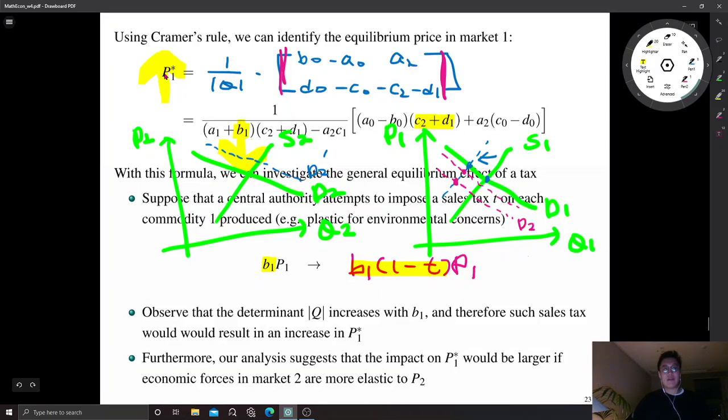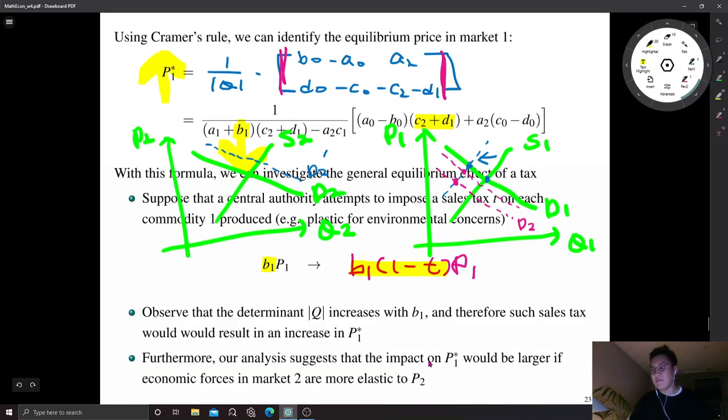So the increment in the price of good 1 as a result of tax T depends on the price elasticity of demand and supply in market 2. That is an additional insight we can gain from doing comparative static analysis.